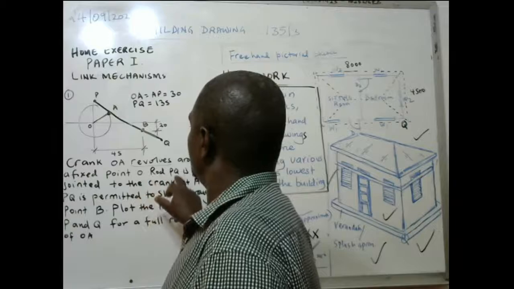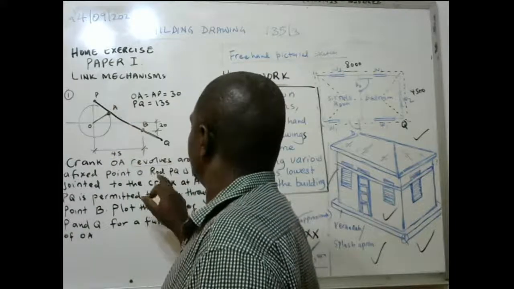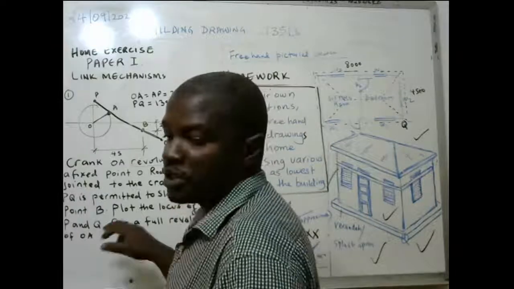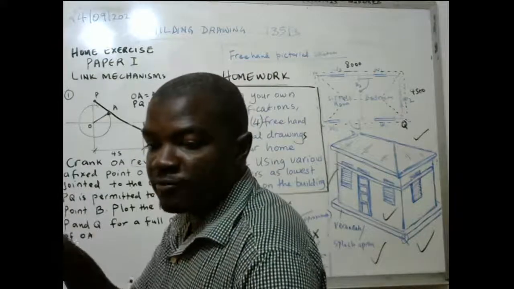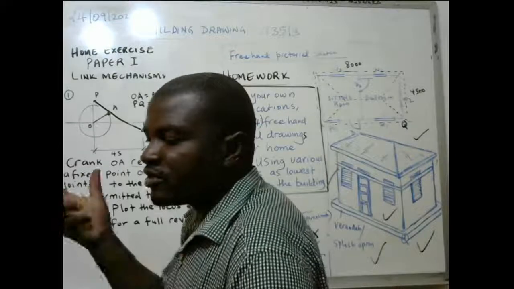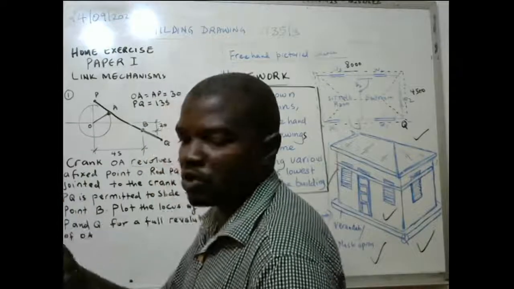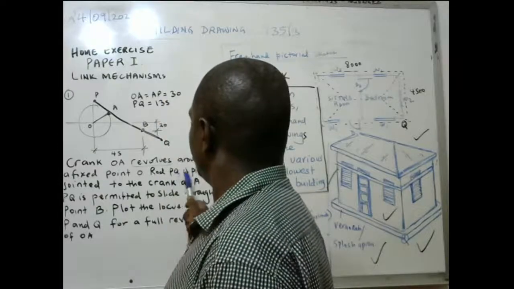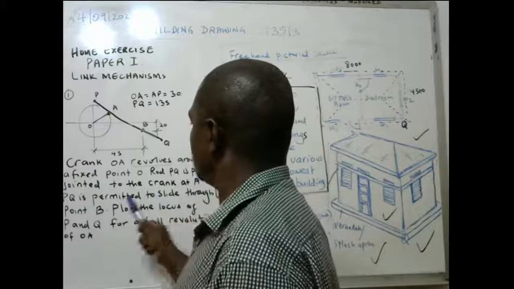Then there is a rod PQ which is pin jointed to the crank at A. Pin jointing means that we have a free joint there, that it is not a fixed one, it's a free joint. That is what we call pin jointing. So the rod PQ is pin jointed to the crank at A.